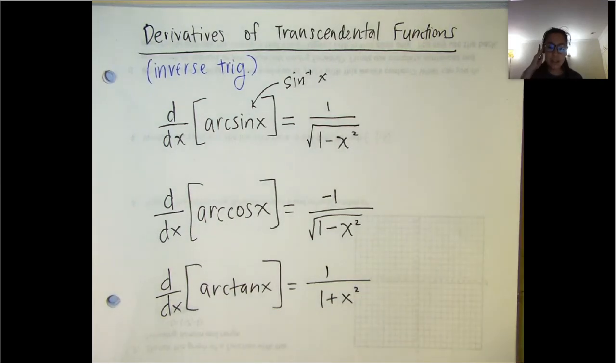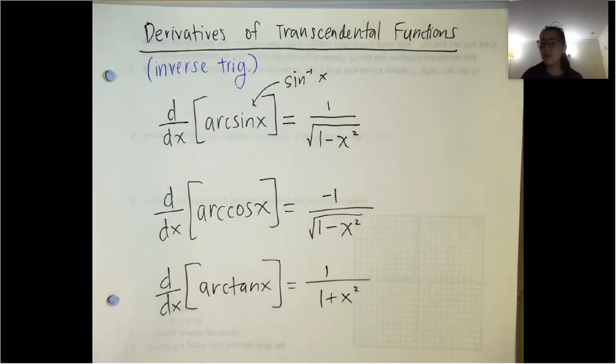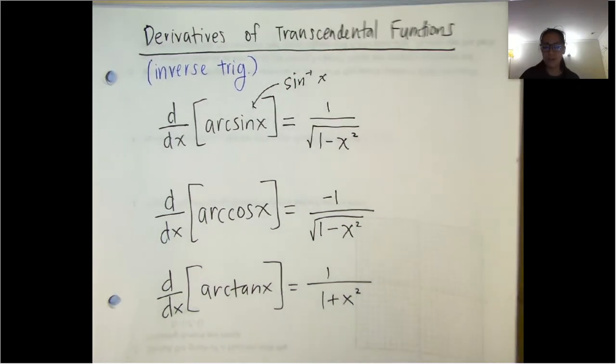For arcsecant, arccotangent, and arccosecant, I'm not going to write them out because I'm not testing on these in my class. But if you look at your derivatives and integrals formula sheet, it will be on there. So if you ever need it for whatever reason, it is on your formula sheet. But since I don't test it in my class, I won't be going over those. Okay, so let's go over an example using one of these.